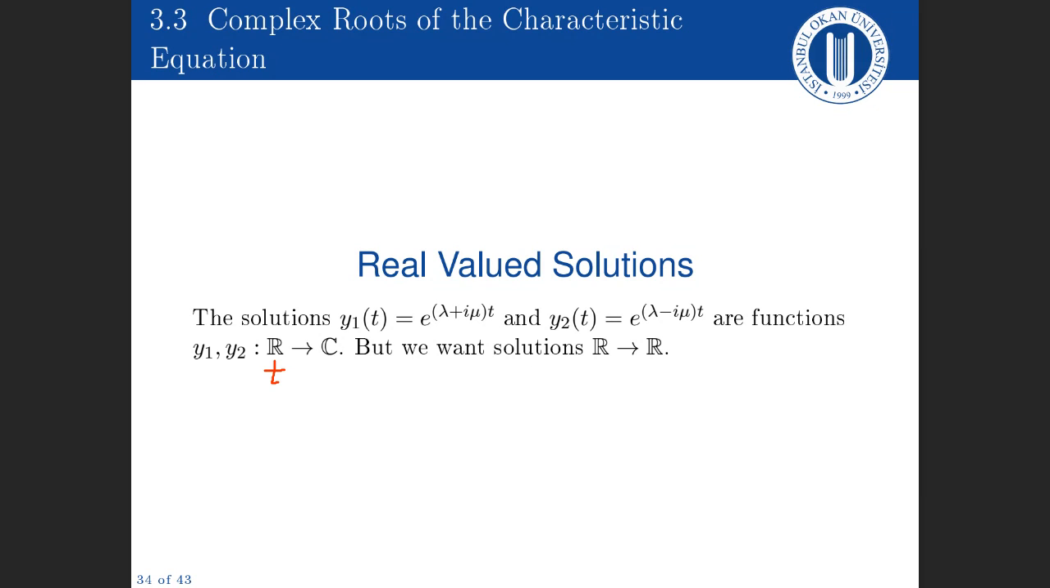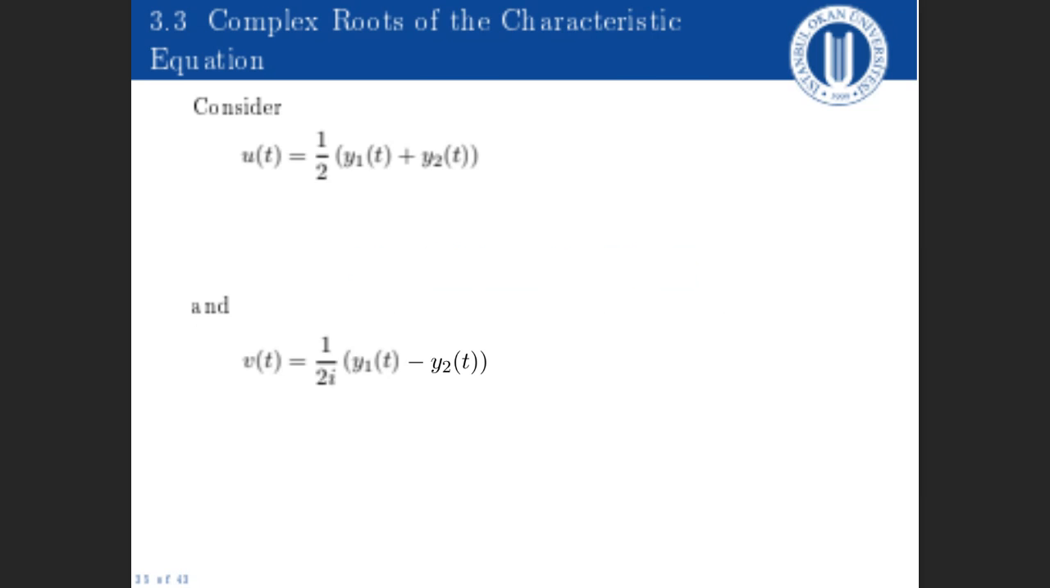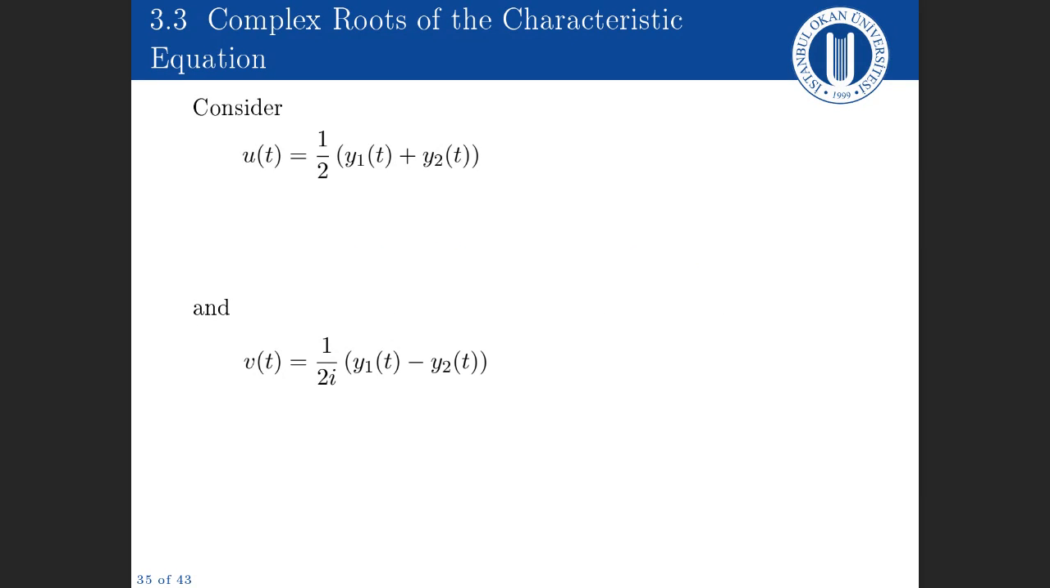Remember that if we have two solutions, then every linear combination of these two solutions is also a solution. So I could do a half (y1 plus y2), and I could do 1 over 2i (y1 minus y2). These are both linear combinations of y1 and y2, so these are both still solutions to the differential equation.